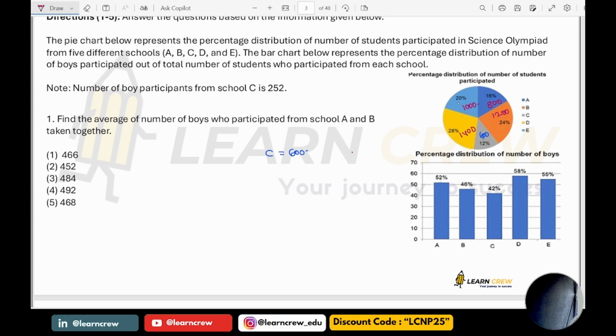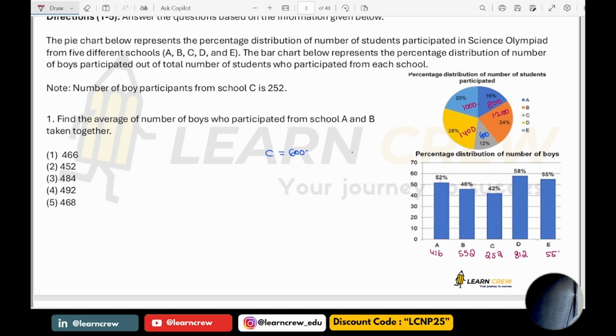Now, the number of boys who participated. Boys should be how many? 52% of 800 is 416, and 46% of 1200 is 552, and it is how much? 42% is 252, it is already given, and it is 58%. 58% of 1400 would be how much? It is 812, and it is 55% of 1000, which is 550.